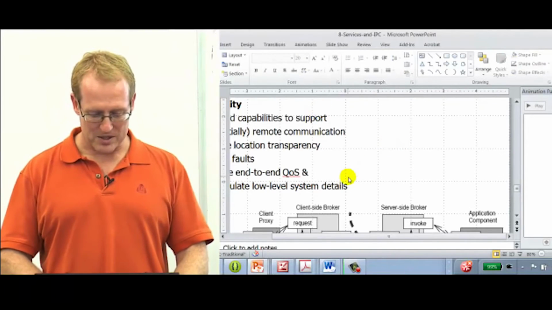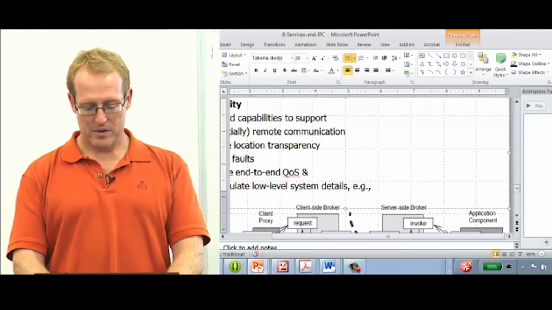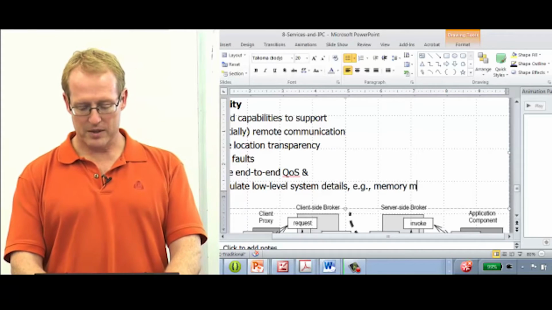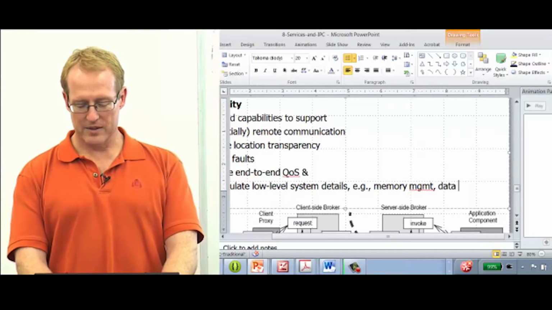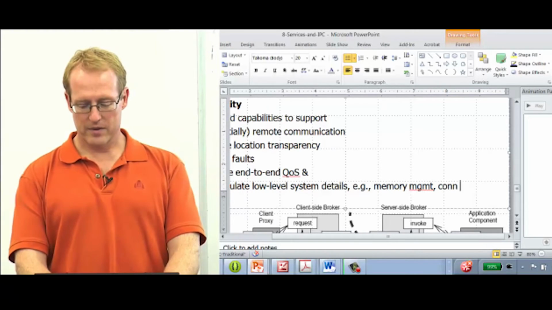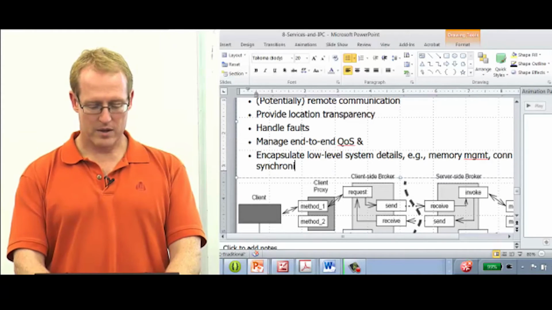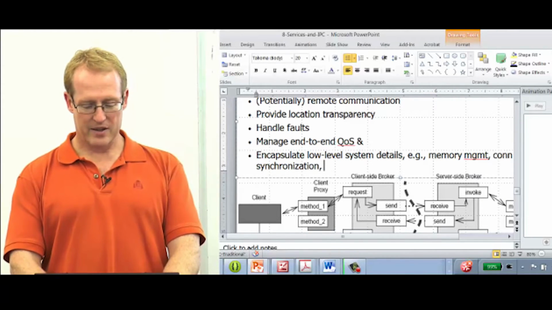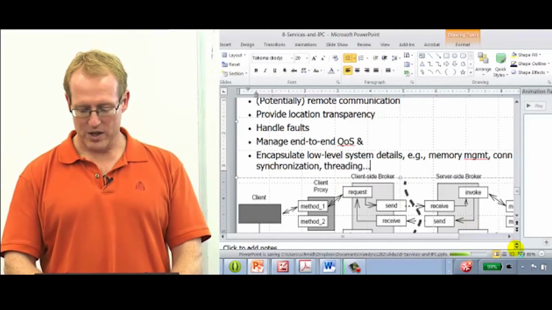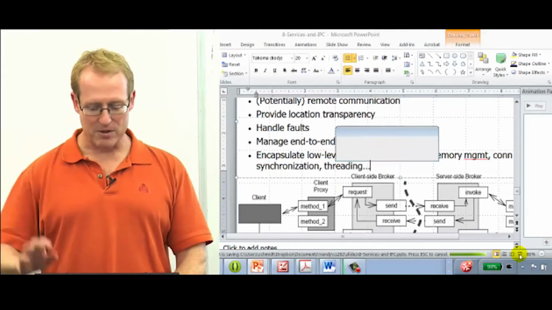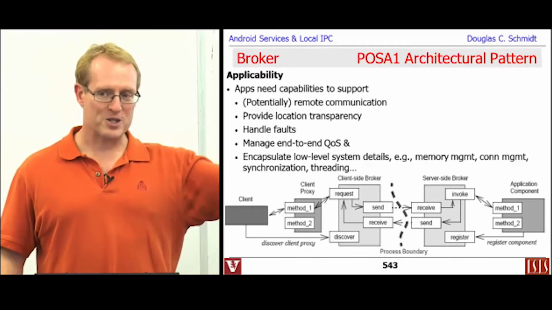I should probably list some of these things out. Low-level system details, such as memory management, data, let's see, connection management, synchronization, and threading. You think about it, there's a whole pile of things that you've got to think about if you write all these pieces of code, and you'd like that to all be hidden from you as much as possible. Different implementations of brokers, by the way, go to different extents to hide you from some of these things.